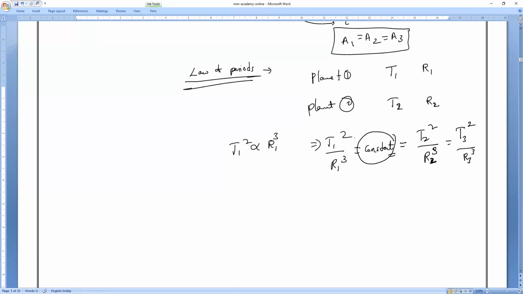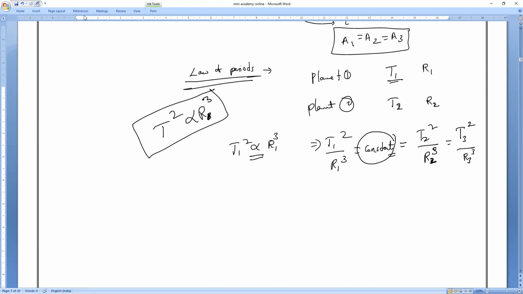The square of the period of revolution of a planet, that is the time period, around the sun is directly proportional to the cube of the average radius of the planet's orbit. So we say T squared is directly proportional to the cube of the average radius of the planet.